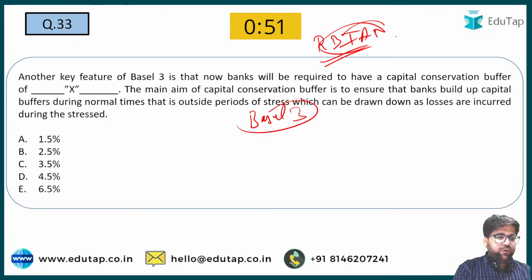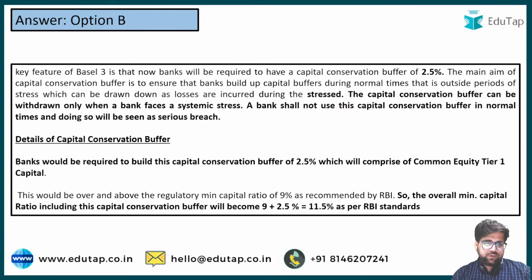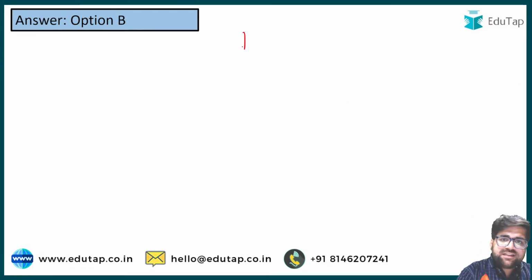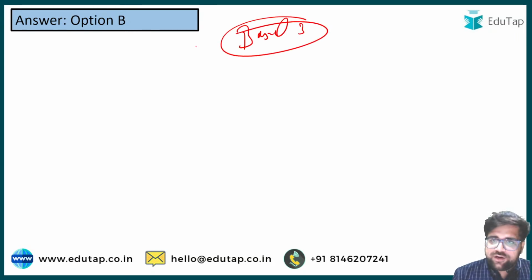So 2.5. Okay, maximum of you have given 2.5. Now Basel 3, please remember there were 6 pillars which were introduced in Basel 3. So what is Basel 3? Just give me 2 minutes and the whole gatha will be very much clear to you.